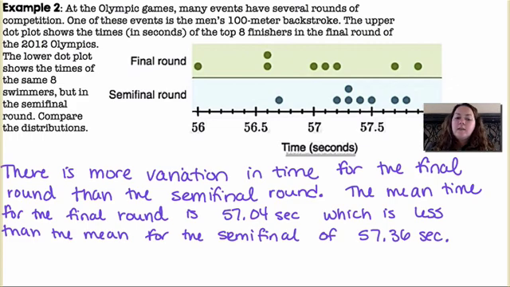So you can see in the final round, it's more spread out from the lowest value to the highest value. Then in the semifinals, everything's kind of closer together. I calculated the mean by adding each value. I could read the numbers from the dot plot. I added them up, divided by how many numbers I had for each dot plot, and then just compared them.